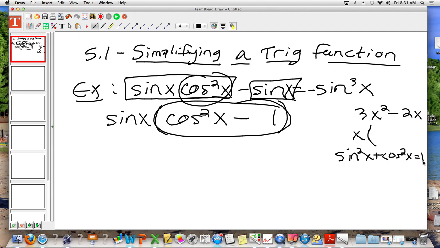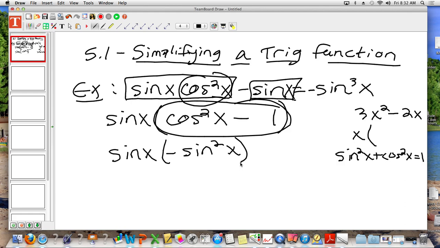But this does not say 1 minus the cosine squared of x. It says the cosine squared of x minus 1. So it's backwards. So it's not sine squared of x. It's going to be negative sine squared of x. So this is the sine of x times the negative sine squared of x. Be careful with how this is written. This does not say 1 minus the cosine squared of x. It's written backwards, so it's the opposite of having the sine squared of x.